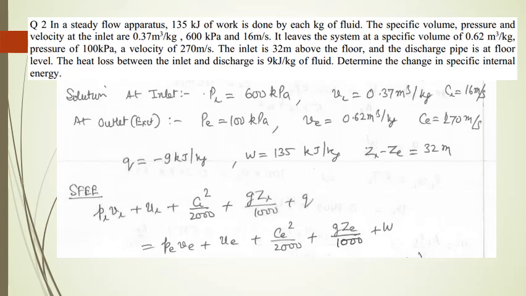The inlet is 32 meter above the floor and the discharge pipe is at floor level. The heat loss between the inlet and discharge is 9 kilojoule per kg of fluid. Determine the change in specific internal energy.